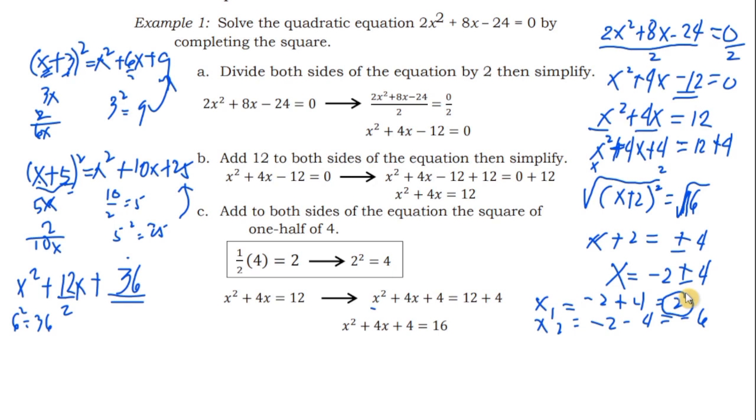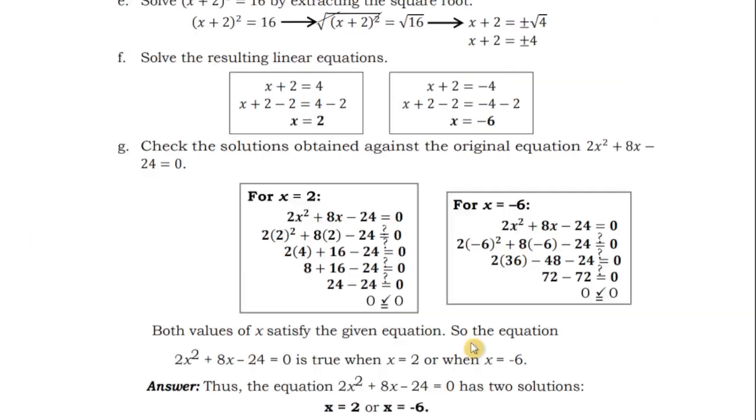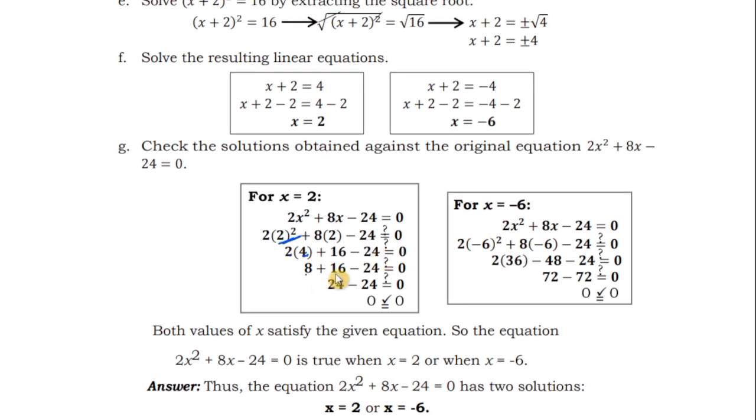If we are going to check further, we replace the x value with 2. From 2x squared plus 8x minus 24 equals 0, we have 2 times the square of 2, plus 8 times 2, minus 24. The square of 2 is 4. 2 times 4 is 8. Then 8 times 2 is 16, minus 24. So 8 plus 16 is 24, minus 24 is 0.